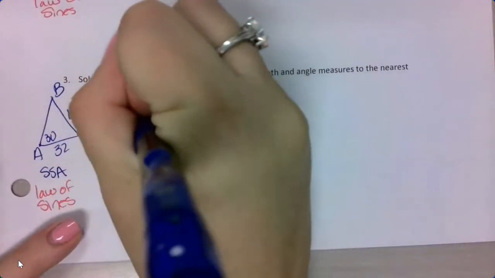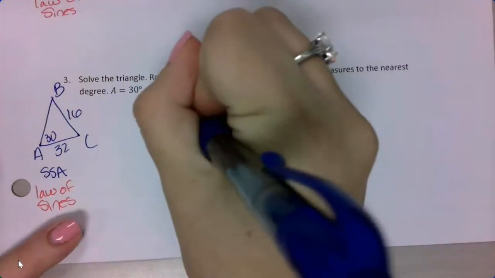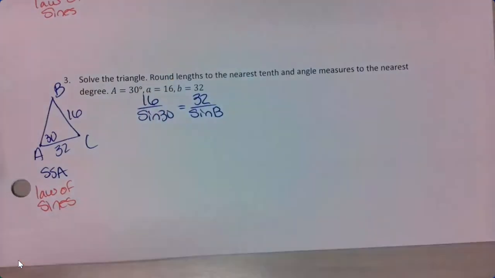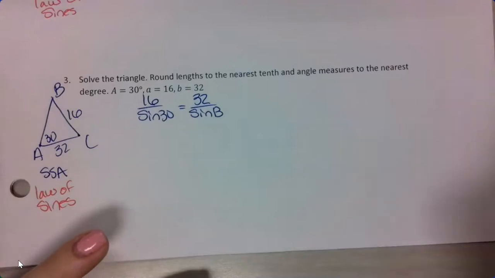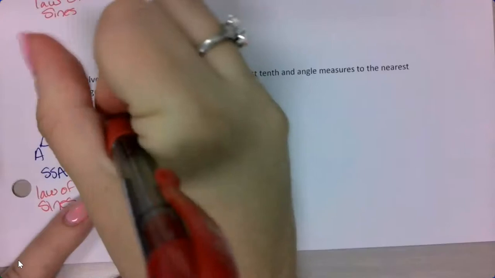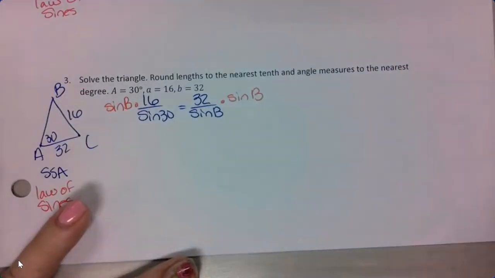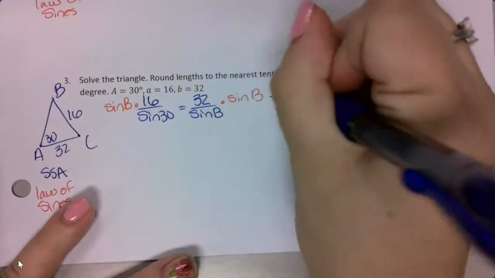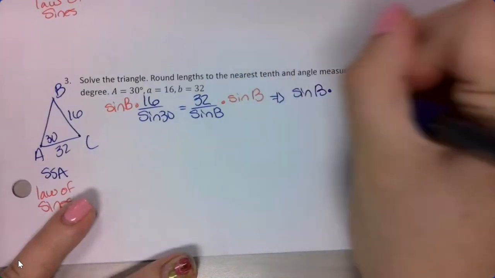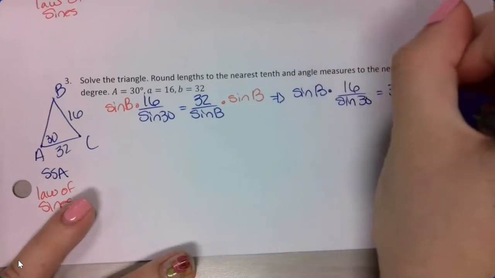I'm going to have 16 over sine of 30 equaling my side length of 32 over sine of B. So the first thing I'm looking for here is angle B. I need to isolate that variable, and I'm going to start off by getting it out of the denominator. So I'm going to multiply both sides by sine of B. Rewriting this, I'm going to have sine of B times 16 over sine of 30 equals 32.